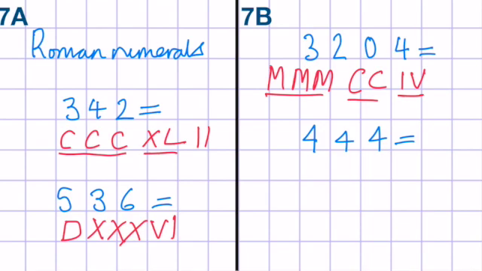Because 4 is always made by doing 5 take away 1, or 50 take away 10 if it's 40, or 500 take away 100 if it's 400. So 500 is actually C, D. D is 500 and you're taking away that 100 because it comes before. 40 is XL, because it's 50, take away 10. And then 4 is IV, because it's 5, take away 1.